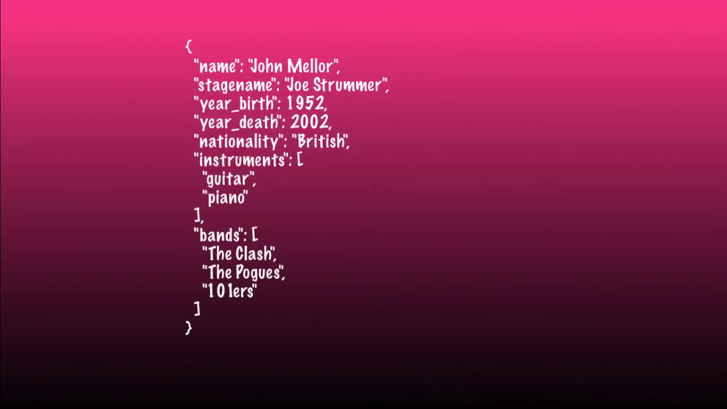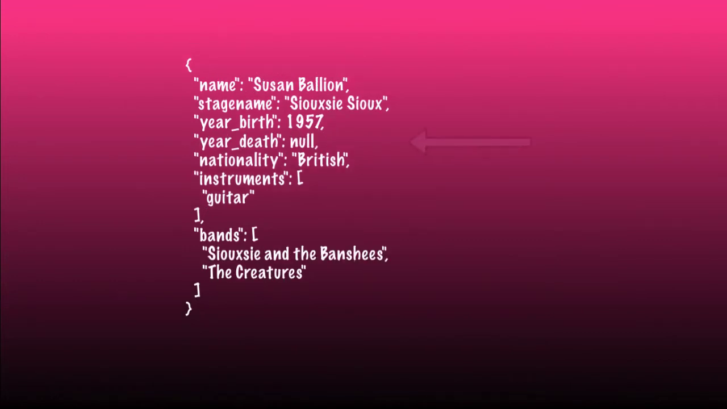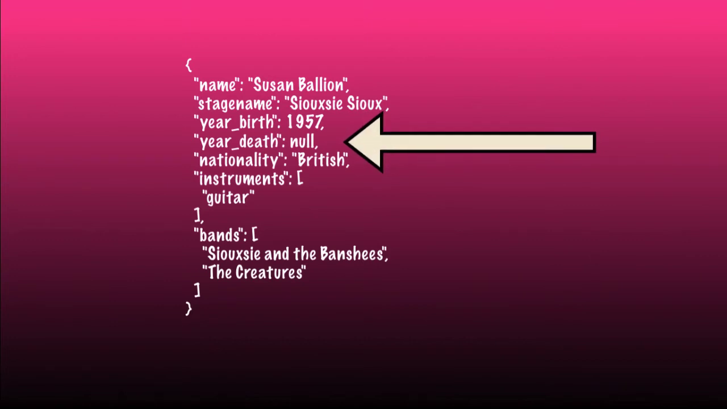So let's compare this to how CouchDB would store the same information. This is a JSON document. Everything is self-contained. All the same information is in there. Additionally, instruments and bands are part of the main document. They're in no way linked in from other sources. Notice in this record, year of death is listed as null because she's still alive, but that's actually not necessary to include. I could just eliminate it entirely, and null is just going to be implied.